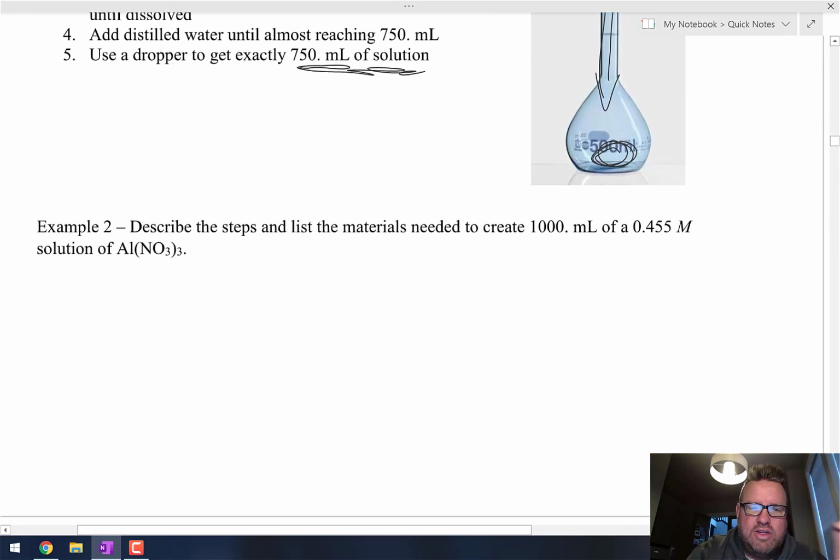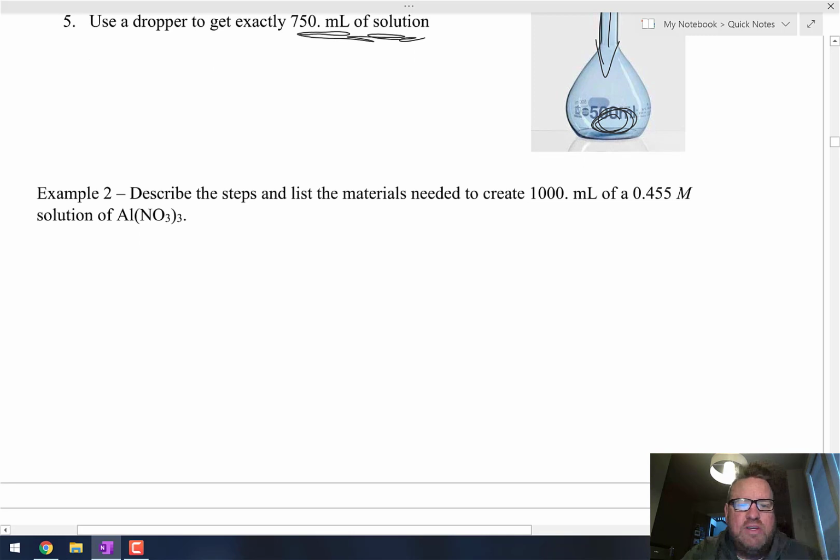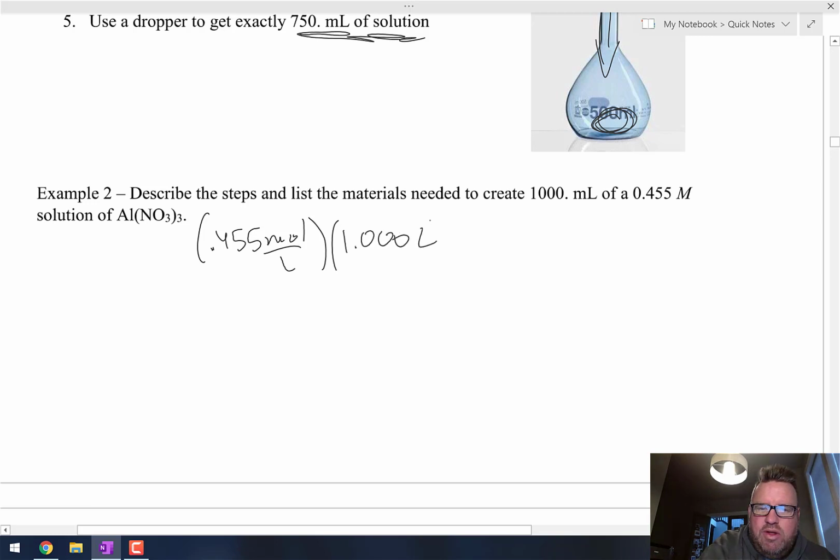Okay, let's look at another example. Example 2. Describe the steps and list the materials needed to create 1,000 milliliters of a 0.455 molar solution of AlNO33. So again, like always, we're going to start with our concentration, moles per liter. We're going to multiply, that's in milliliters, so we're going to move that decimal point 3 spaces to the left. So that's 0.455 moles of AlNO33.